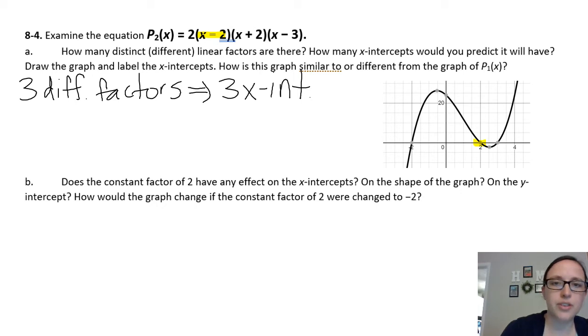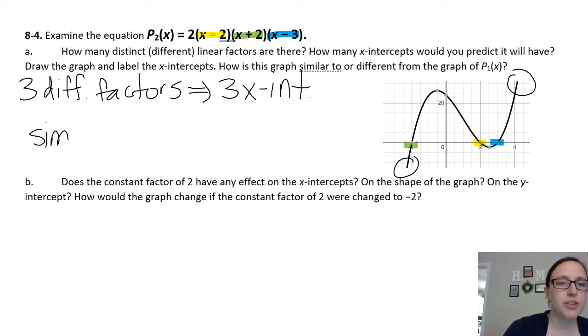Since we have a factor of x plus 2, there is an x-intercept at negative 2. And lastly, x minus 3, that is represented over here, x-intercept at positive 3. They all go through. And again, a degree of 3 starts out in negative, negative, then goes positive, positive. All right, and that's how it's similar to that last graph.